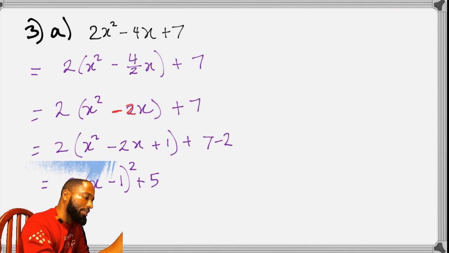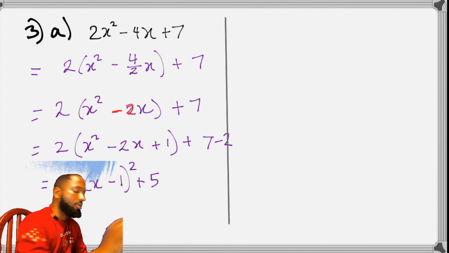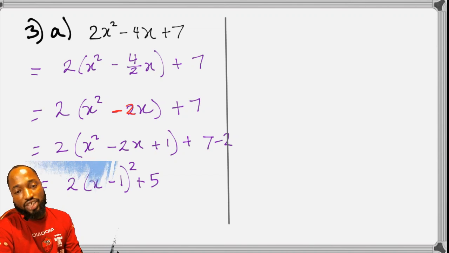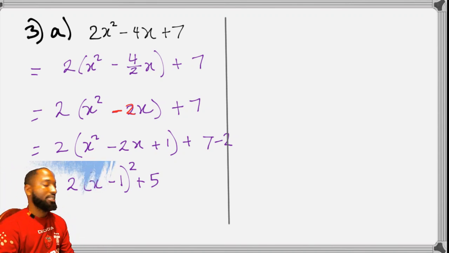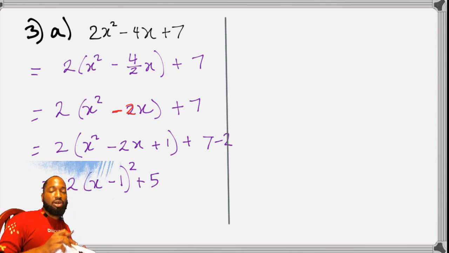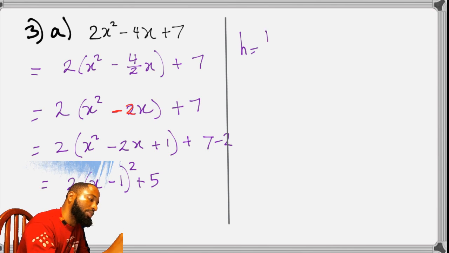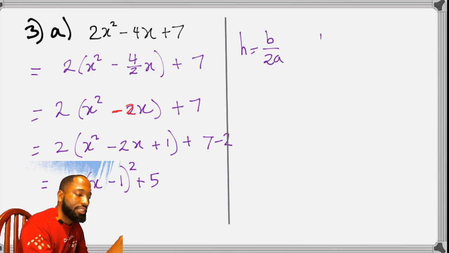Alright, so let's do the short method now, aka the formula method. In the formula method, we find the value of h and k and just plug them in. So h is equal to b over 2a. k is equal to c minus b squared over 4a.